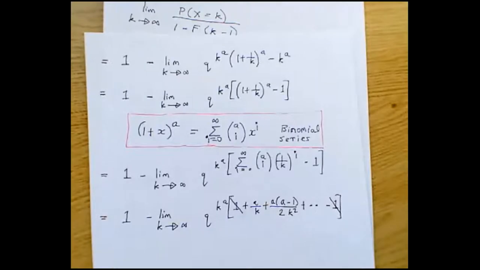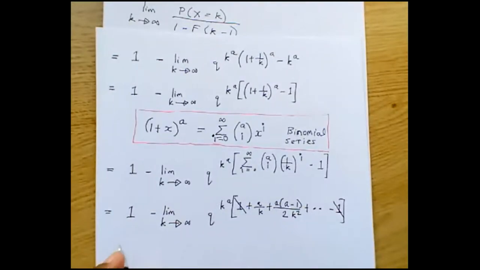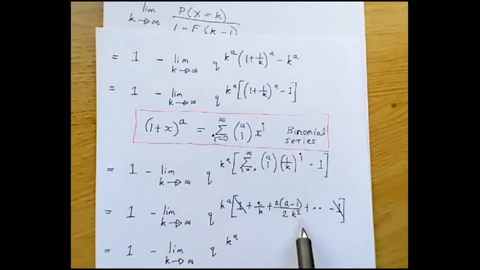It looks complicated, but this binomial series, I'm sure you've done this before. You must be familiar with this kind of stuff. All right. So this becomes 1 minus the limit as k goes to infinity of q, k to the power a. Now you can ignore this term here, because as k goes to infinity, you only need to look at the leading term. The leading term here is a divided by k.